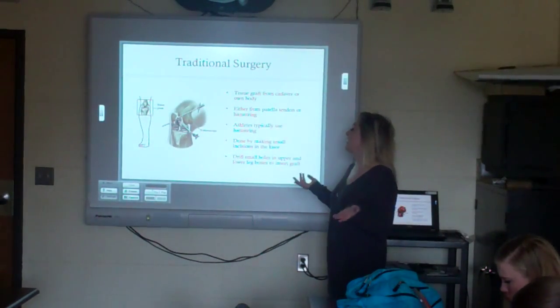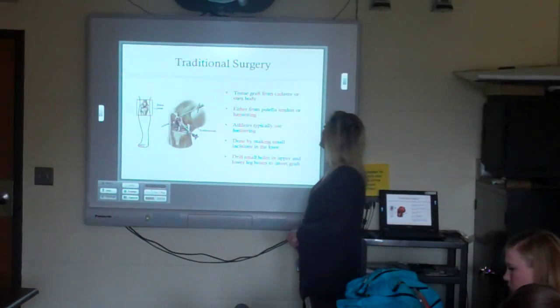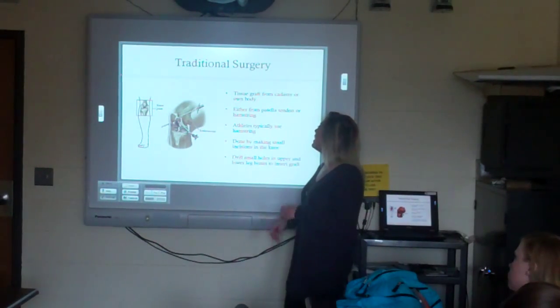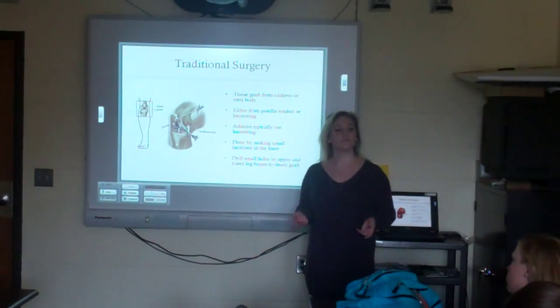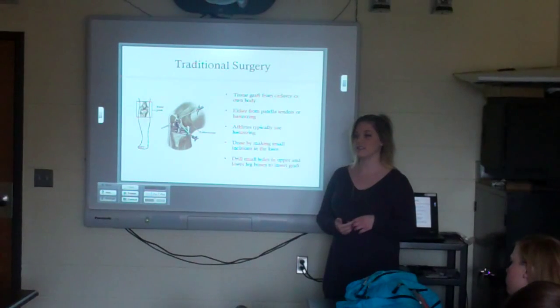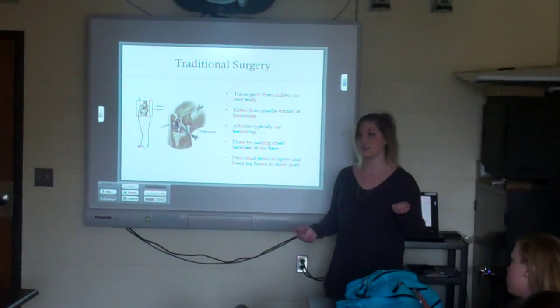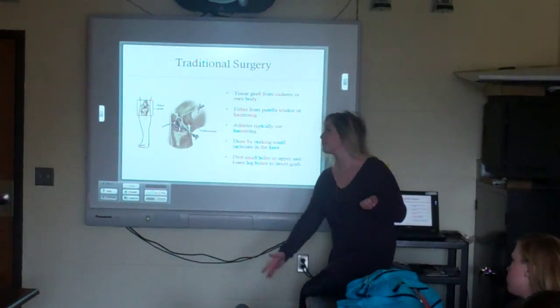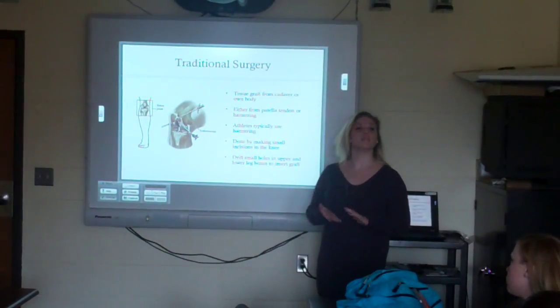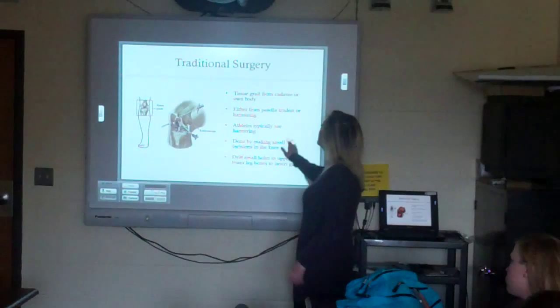So you want to try to get some muscle in your hamstring in case you tear your ACL. And how the surgery actually works is you'll make small incisions into the knee, and then you'll drill holes into the femur and the tibia, which I told you guys before is the upper leg bone and the lower leg bone, and they will insert the tissue graft that way.